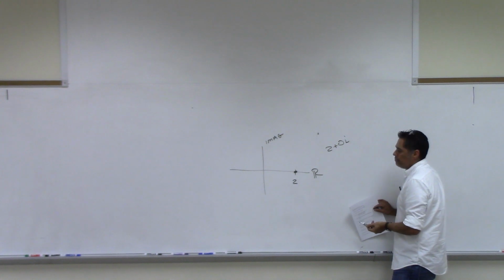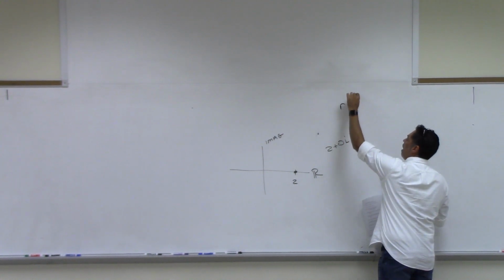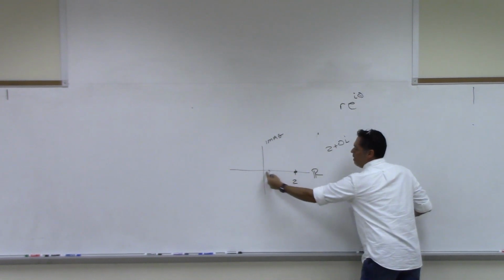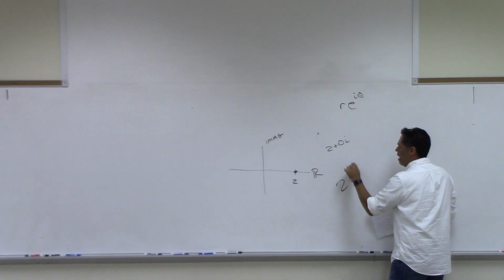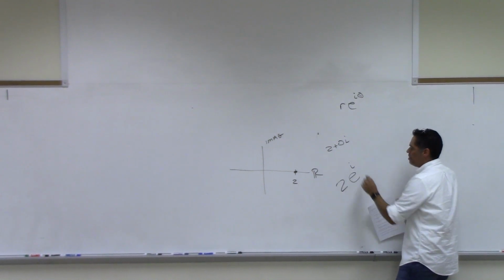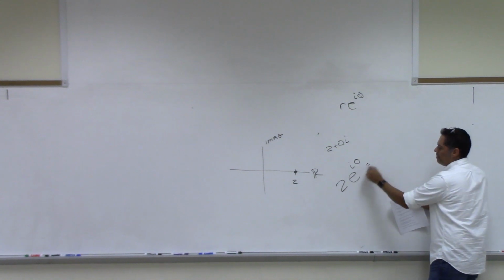So let's use that form r e to the i theta. So how far do you walk out? 2, okay. 2e to the i, what's theta? 0. And what's i times 0? 0. What's e to the 0?